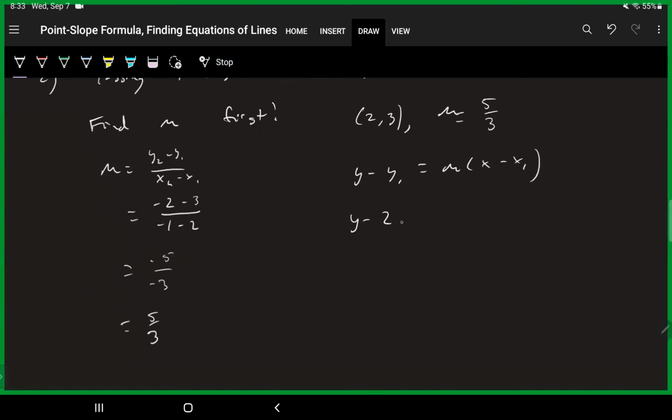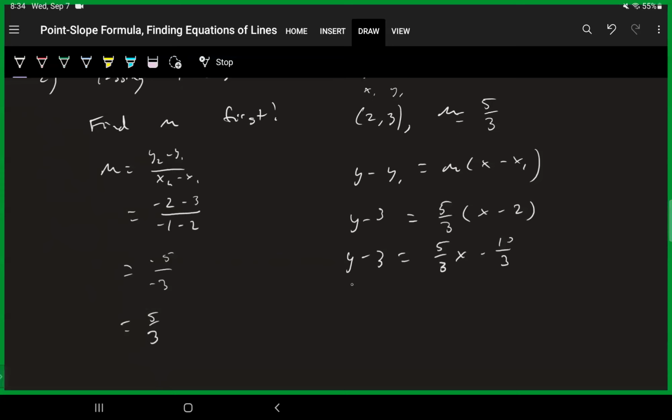So y minus 2 is 5/3. Oh, make sure you're plugging the right things in. That's x1 and y1. Y minus 3, my apologies. X minus 2, there we go. Now I'm happier. Well, not quite. We have to work with this fraction over here, but we'll get through that. So that's y minus 3 is 5/3 x minus 10/3 because 5 times -2 is -10/3. I'm sorry, 5/3 times -2 is -10/3.